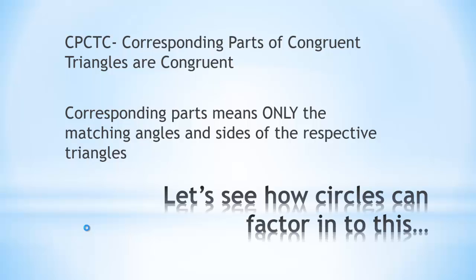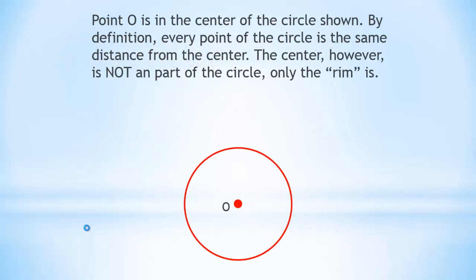So let's see how circles factor into this, because we're going to start bringing some circles in. It's still mainly going to be triangles, but there is something important that you're going to learn from this. So let's look at this. Point O is in the center of the circle shown. By definition, every point of the circle is the same distance from the center. The center, however, is not, I repeat, is not a part of the circle.